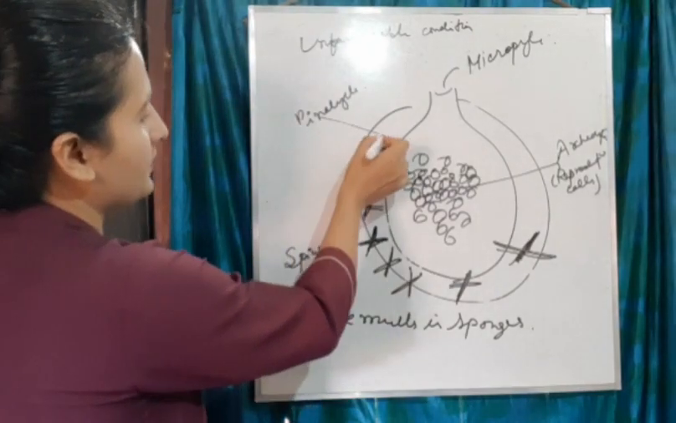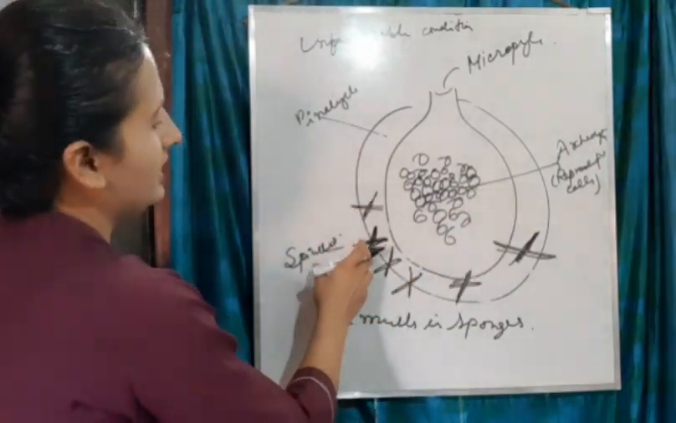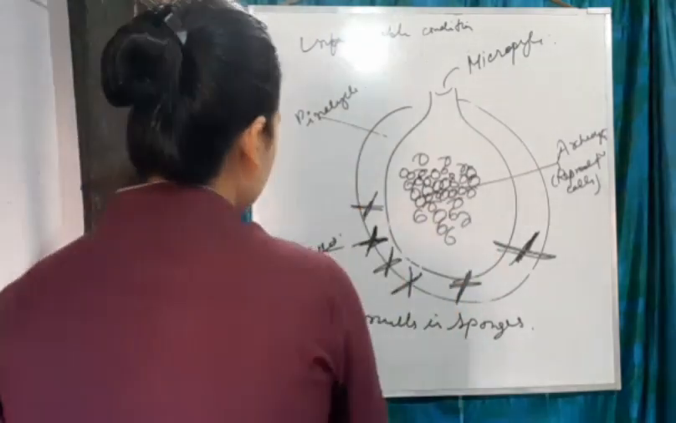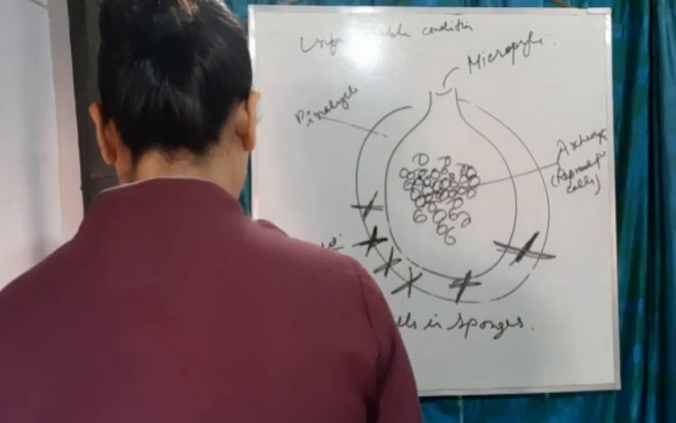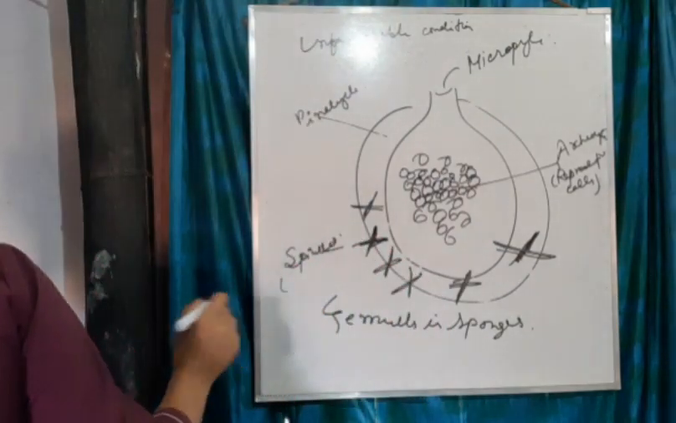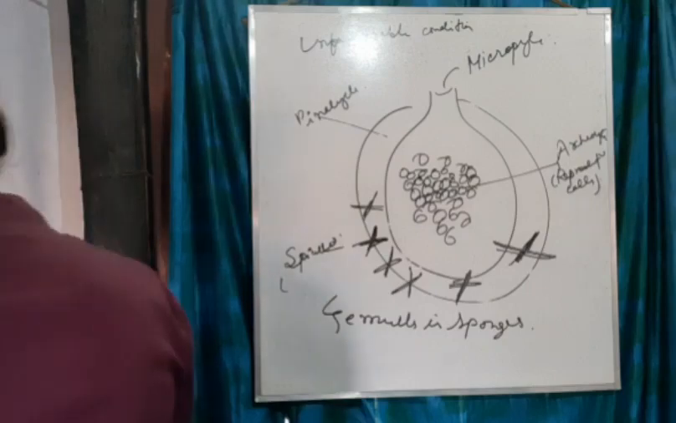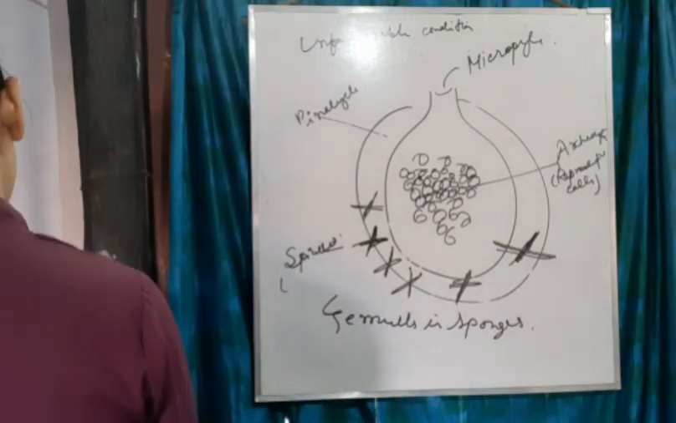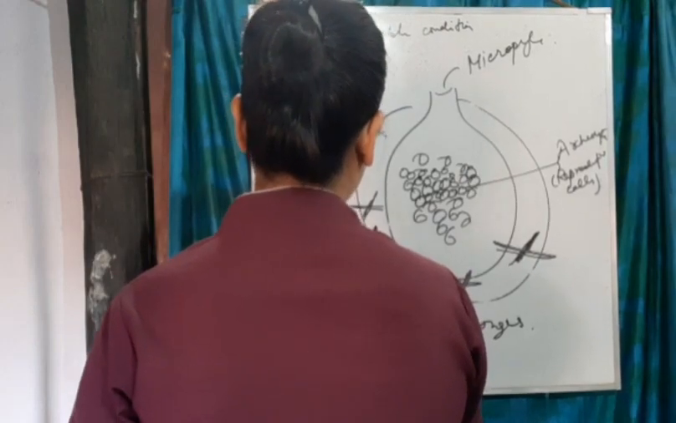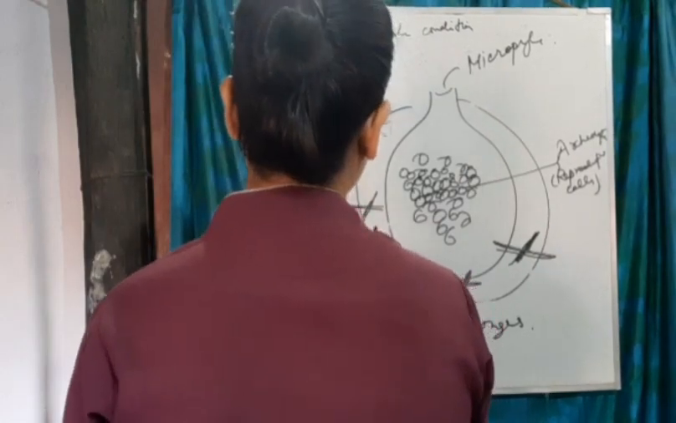This is pinacocytes, which is a protective layer. This is spicule. This is your thorn-like structure, which is present here, and this is made up of calcium carbonate. Okay, let me check once. I might be mistaken. Okay, yes, silica. It is made up of silica and calcium carbonate. Yes, silica and calcium carbonate.